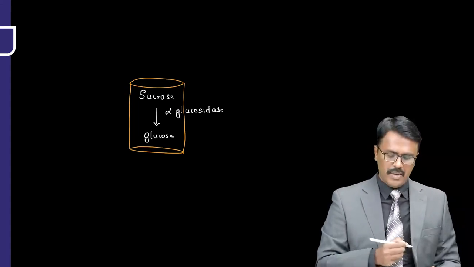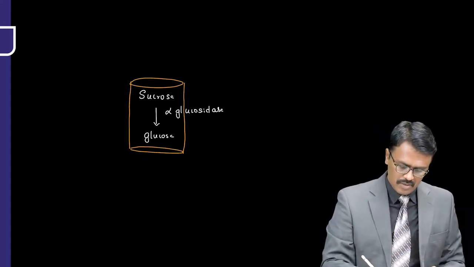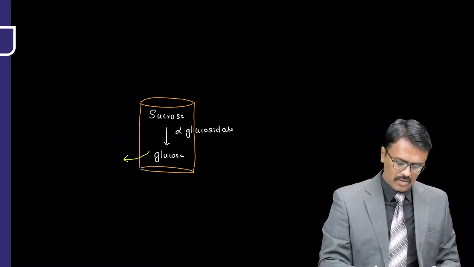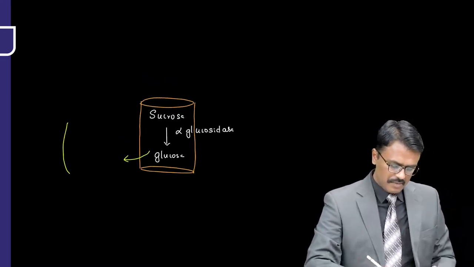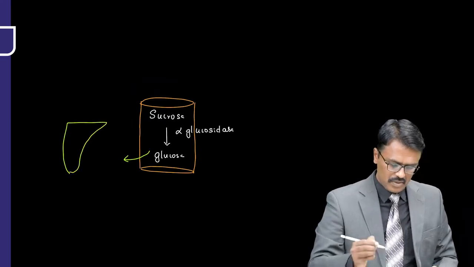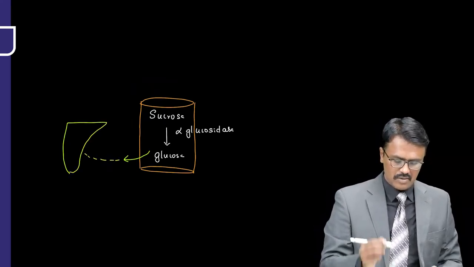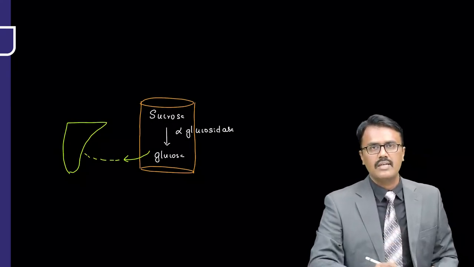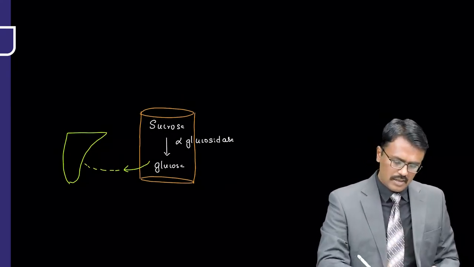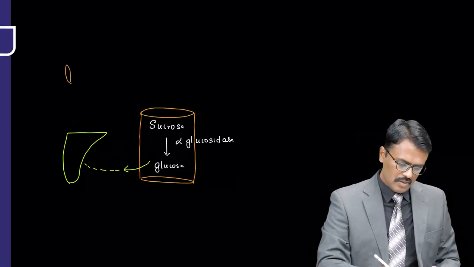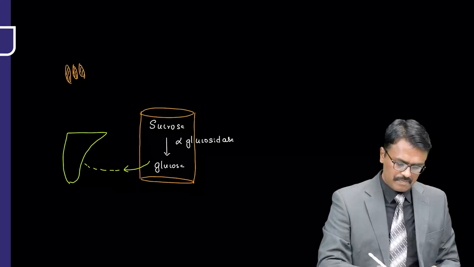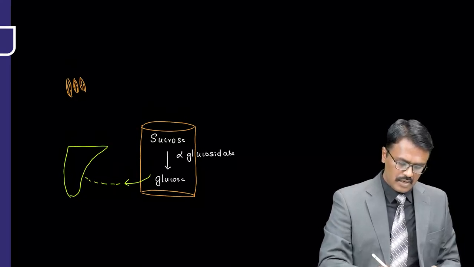Point number 1. Now the glucose has to be absorbed. Now what happens when the glucose is absorbed? This is the liver. So it will reach the liver and be stored as glycogen. And there are other tissues, that is the muscles, the skeletal muscles. These are the skeletal muscles. And we have other tissues like adipose tissue.